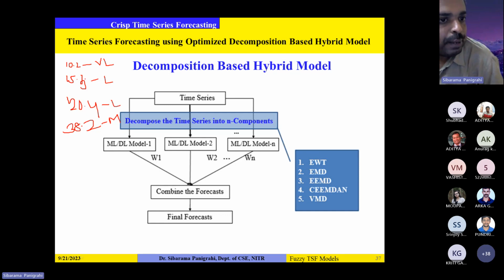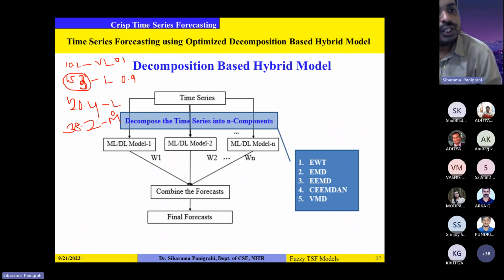And you see 15.3 is low temperature, but it belongs to low by just a margin of 0.3, right? So what I will do, we will assign a membership to this set low, that is 0.9, and we will assign a membership to very low of 0.1, and we will assign a membership to medium of 0.